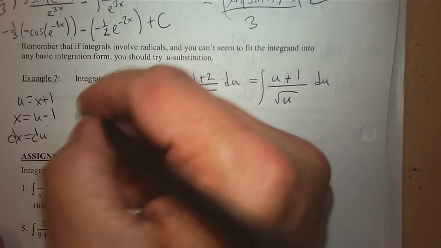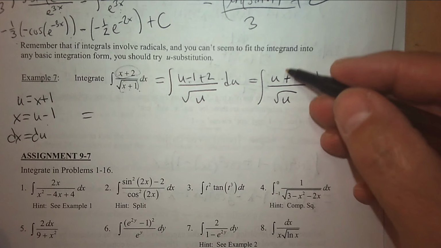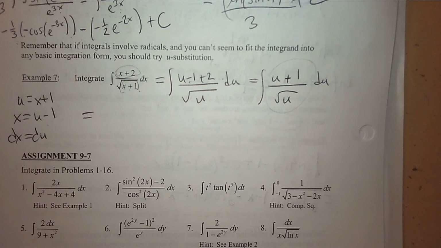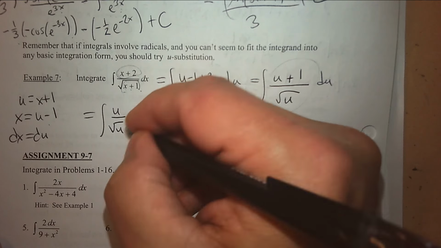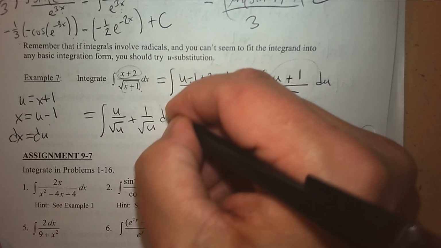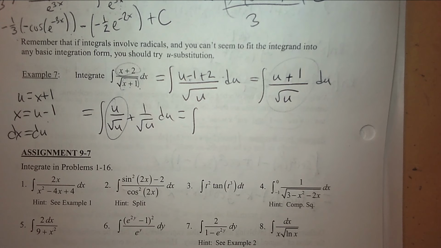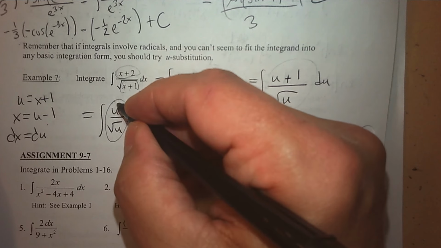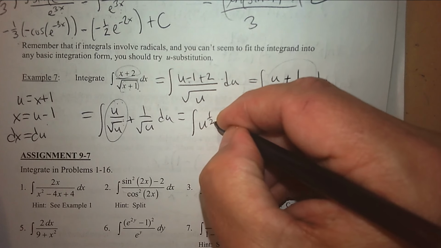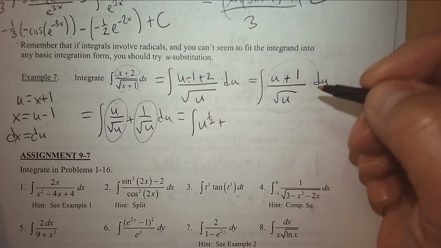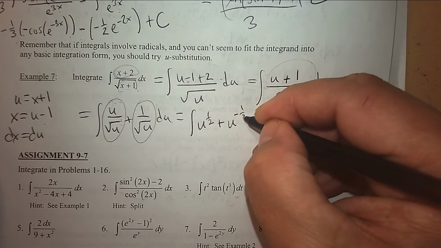What would you do to integrate from there? What technique did you learn today and on 9-6 that you can do with this? Separate them. So, what's going to happen? One's going to be u over root u, and the other is going to be 1 over root u. How does that simplify? U over root u. They have the same base. The exponent is 1/2. 1 take away a half is 1/2. What's 1 over root u in calculus form? Negative a half.